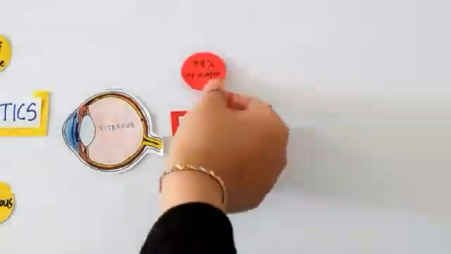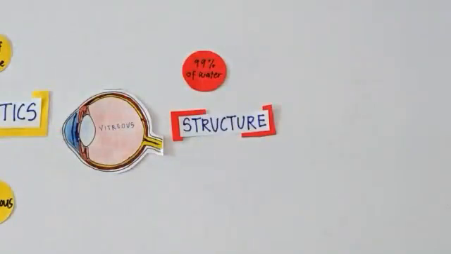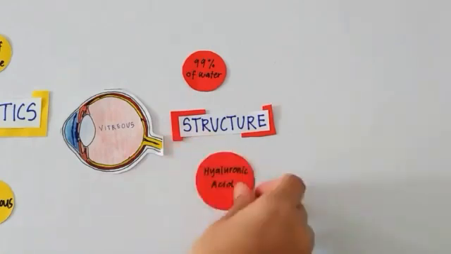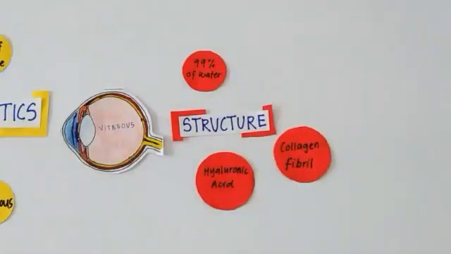Next, for the structure, it is composed of 99% water, which is about 4 ml in volume, hyaluronic acid, and a network of randomly oriented collagen fibrils.